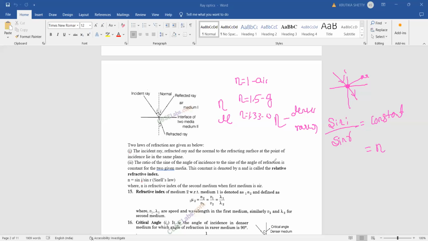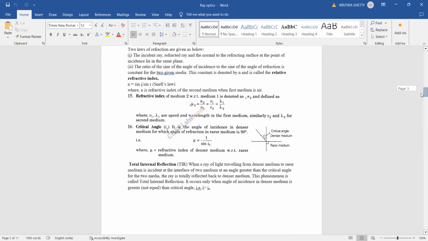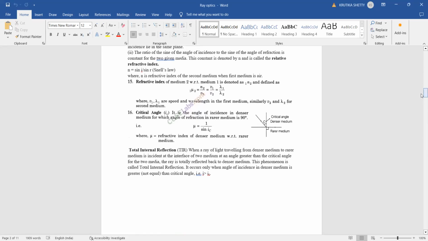Here, whatever you are writing, that is sin i divided by sin r. Sin i divided by sin r is equal to n. This is called what? Snell's law. We call this Snell's law. Okay. Then the next point we have is the critical angle. And the next phenomenon is total internal reflection.